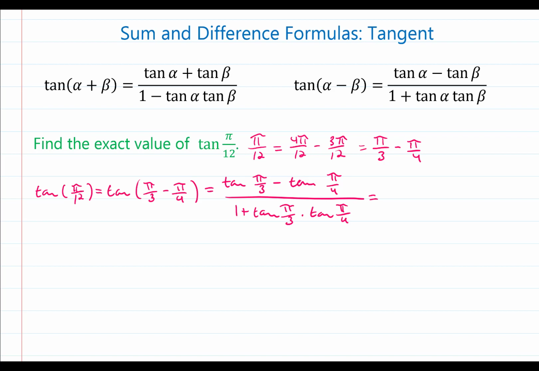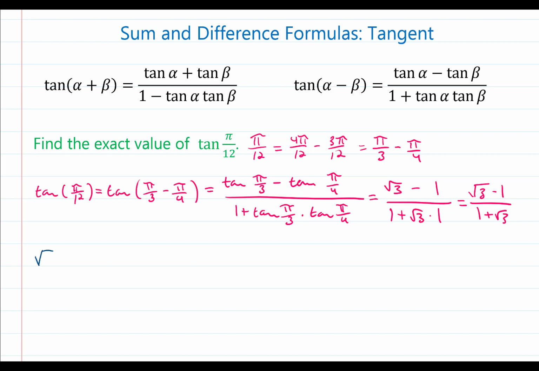So tangent of pi over 3 is square root of 3. Tangent of pi over 4 is 1. So in the denominator, I would then have 1 plus square root of 3 times 1. And let's go ahead and simplify that to get square root of 3 minus 1 over 1 plus square root of 3. Now, oftentimes this answer is not quite simplified enough. So what you may be asked to do is to take that answer and rationalize the denominator. So I'm going to go through that process with you here.